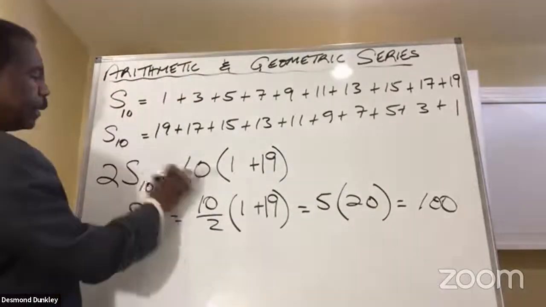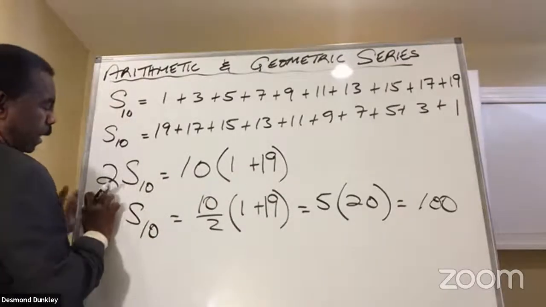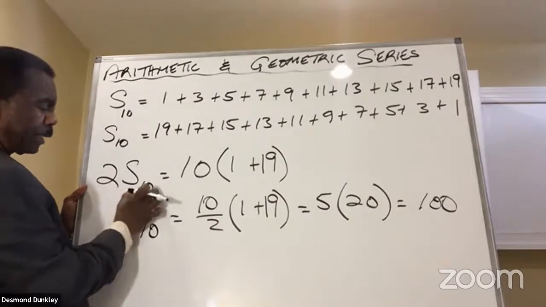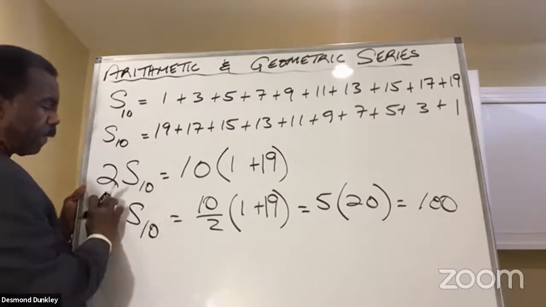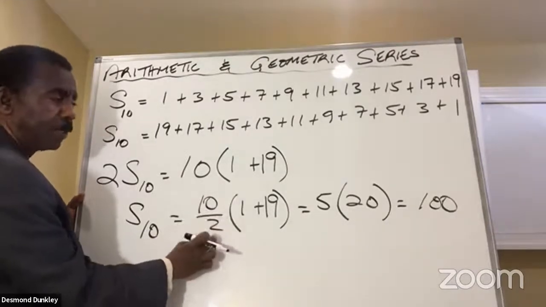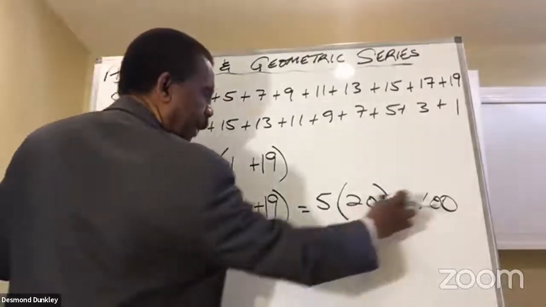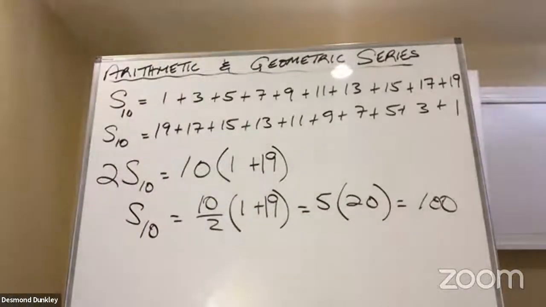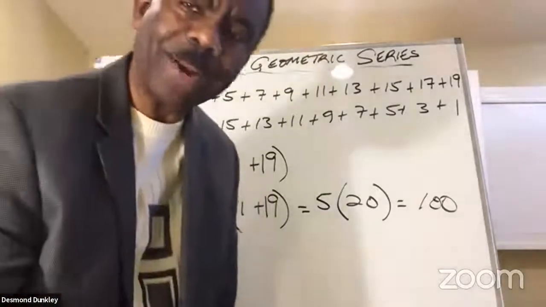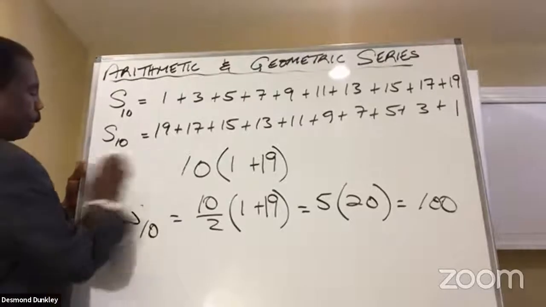So it's 10 times the first plus the last. And it's going to give you double the sum we're looking for. So to find just the sum of the 10, we have to divide by 2. And there we divided by 2. So 10 divided by 2 is 5. 1 plus 19 is 20. 5 times 20 is 100. So I think you're starting to get what the formula looks like. Let's try another one and see if it really, really works. Let's try another example.